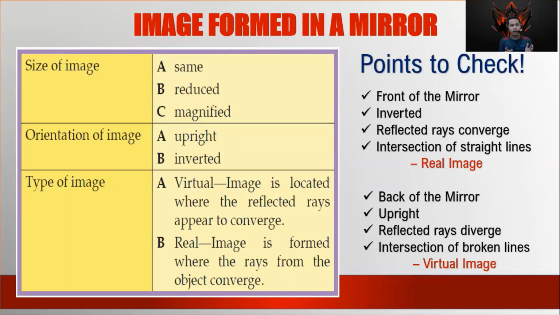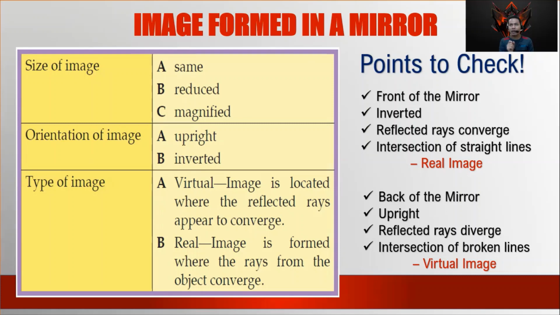Usually, when we are talking about the size of the image, especially if we will talk about the ray method later on, we are referring to the height of the object only, since we are talking about a two-dimensional representation of the image. So again, we usually refer to the size of the image as the height of the image. So, is the height of the image the same with that of the object? So your answer would be same size.